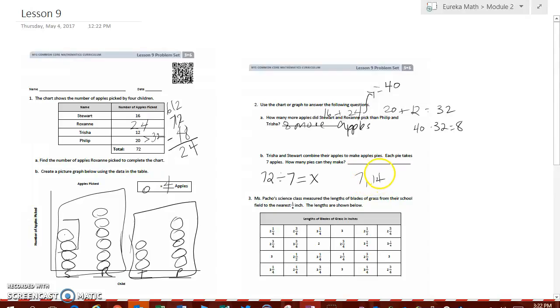7, 14, do a count by. 21, 28, and so on. Either way, we'll just keep going. 7, 14, 21, 28, then comes 35, 42, 49, 56, 63, 70.